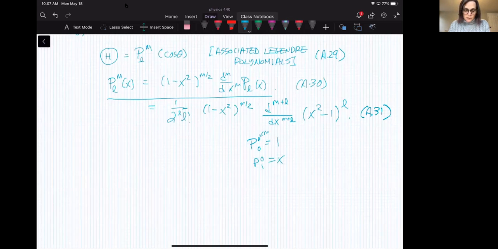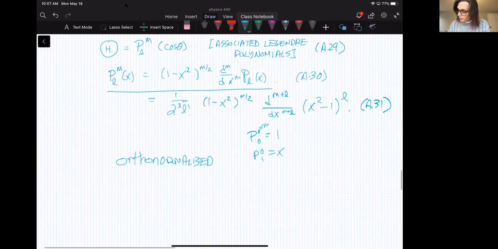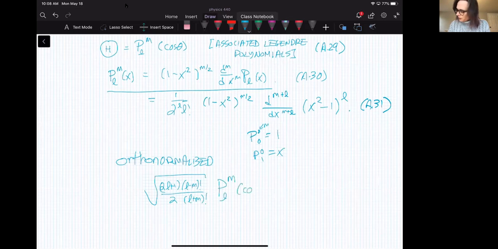Now, in order to properly use this, we have to normalize it properly. You can orthonormalize these. This is a bit overkill, but it's something you would have seen either explicitly or implicitly in, say, either E&M or in quantum. Plus M times the associated Legendre polynomials in x, you may recall, is cosine theta, where that theta is the angle from the z-axis.